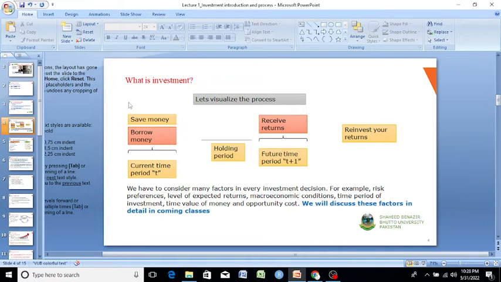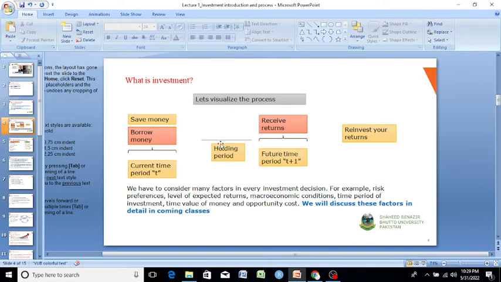So if we want to visualize this whole process, the investment begins, of course, with funds, and these funds normally come from two sources. Either we have to save some money or we can borrow some money, and then we can start our investment process with this available fund at time t. We invest the fund and then we wait for a specific period of time so that our investment can mature, and that specific period of time is called a holding period.